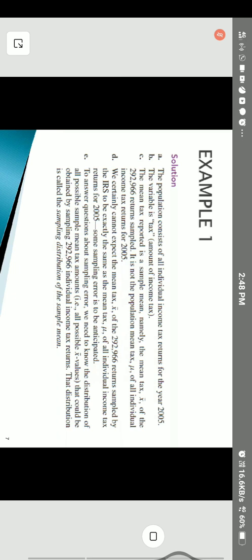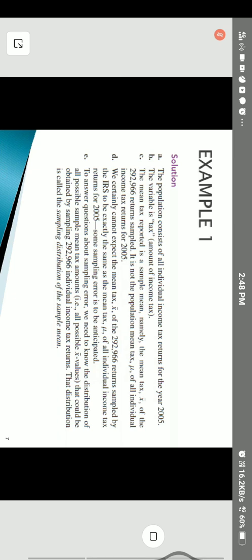Okay, the mean tax reported is a sample mean. If you read the example carefully, the sample mean, the X bar of the 290,966 returns, the sample is already stated. So you know that is a sample. The mean tax reported is a sample mean. It's not the population. Understand? If you read the statement earlier, it refers to the sample mean, not a population mean. So it's not the population mean of all individual income tax returns for 2005.